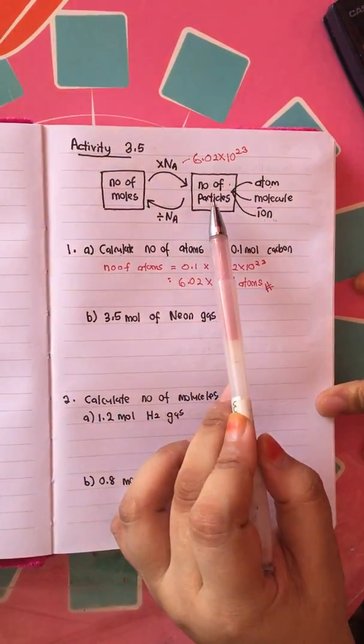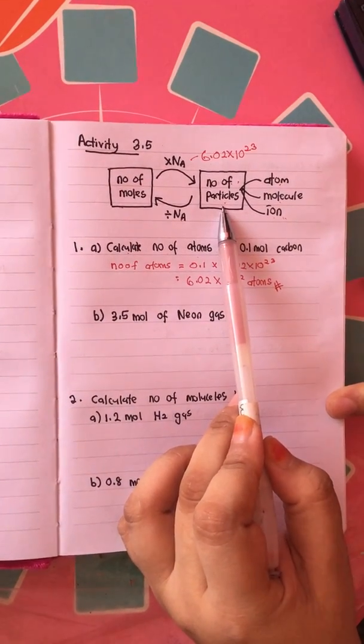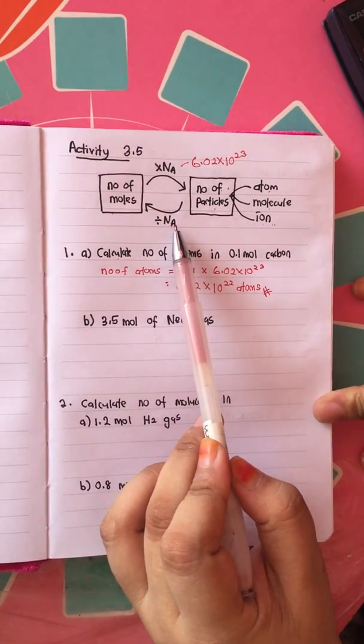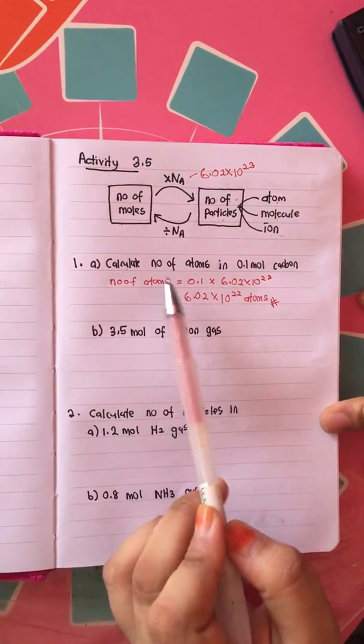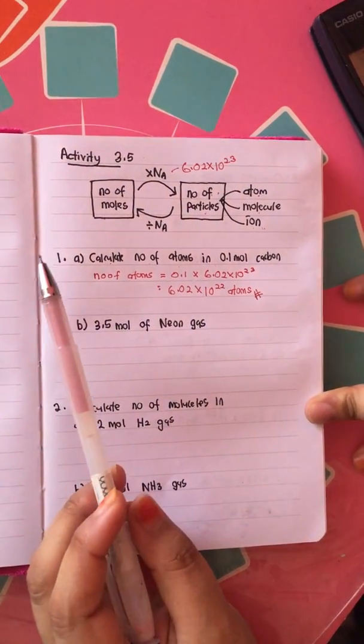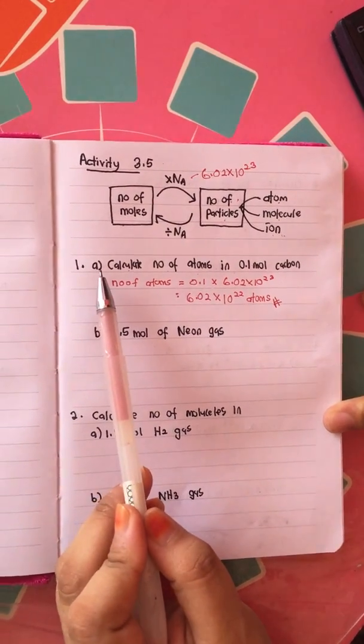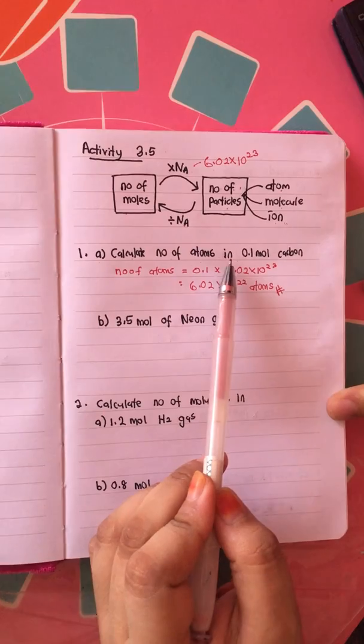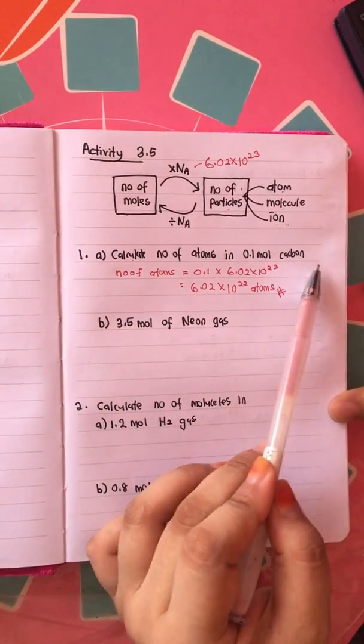Okay, so if you have number of particles and you want to find the number of mole, so you just simply divide by Avogadro constant. Okay, so soalan satu teacher dah terbuat tadi untuk recording yang sebelum ni. So number 1A, calculate the number of atoms in 0.1 mole carbon atom.